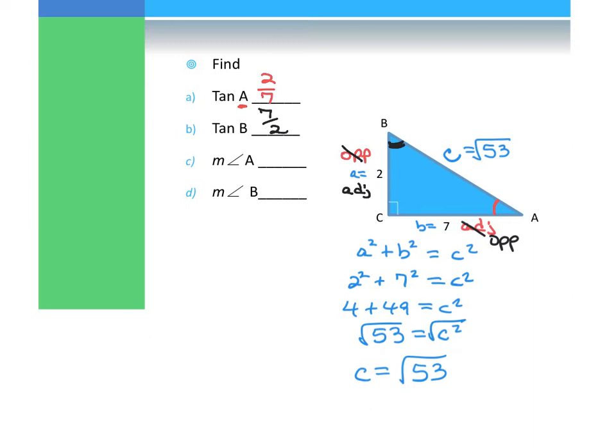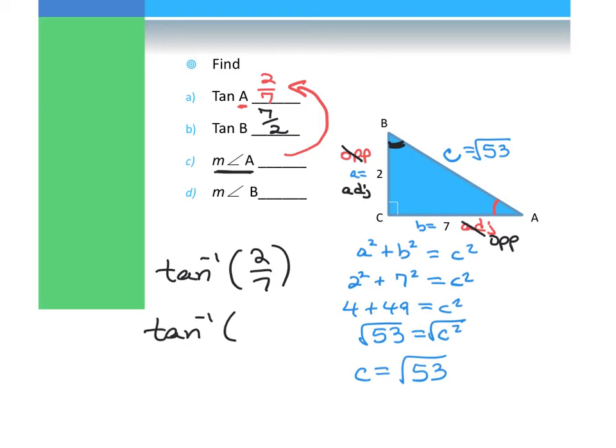Whenever you're looking for an angle measure, we always use the inverse tangent. So to find the measure of angle A, I'm going to be doing tangent -1. I'm going to take the ratio that I wrote in part A and put it into the calculator, 2/7. If your calculator lets you enter it as a fraction, you'll do that. If it doesn't, you're just going to use the division sign and do 2 divided by 7, hit enter.